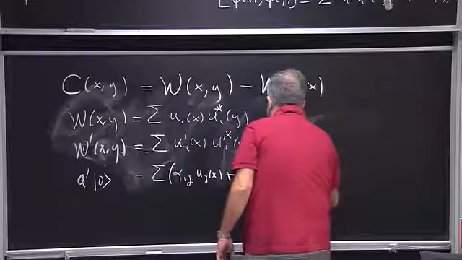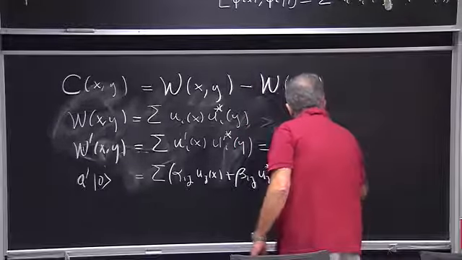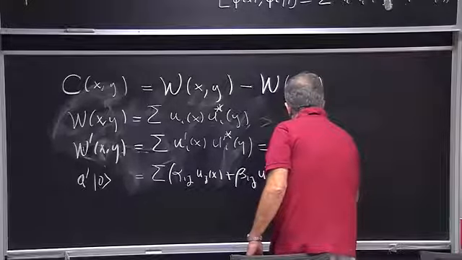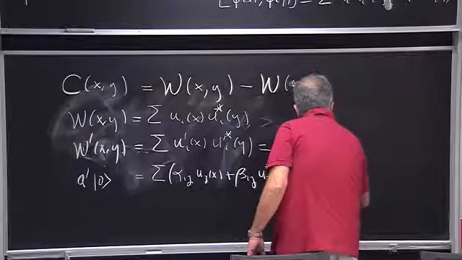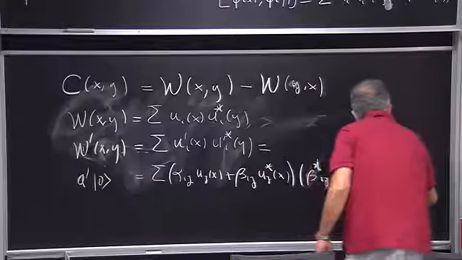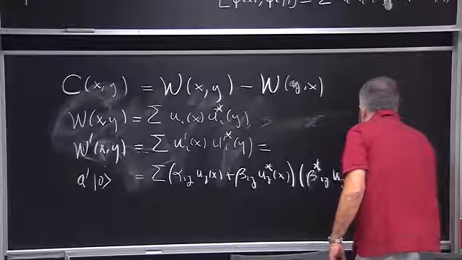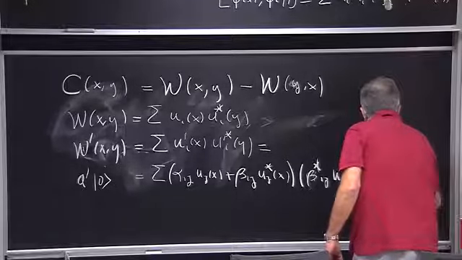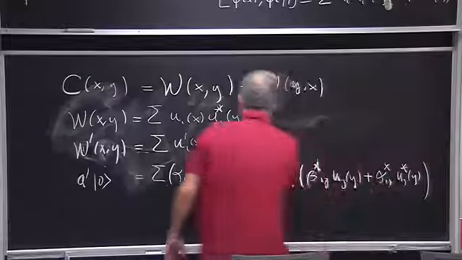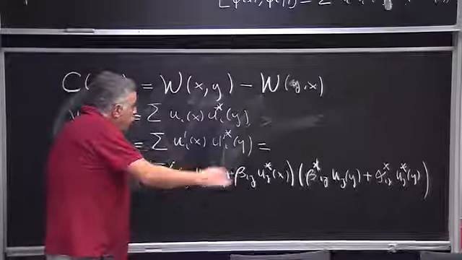plus alpha, beta star ij uj y plus alpha star ij uj star y. This is the same thing as this. Okay. Now do the calculation.